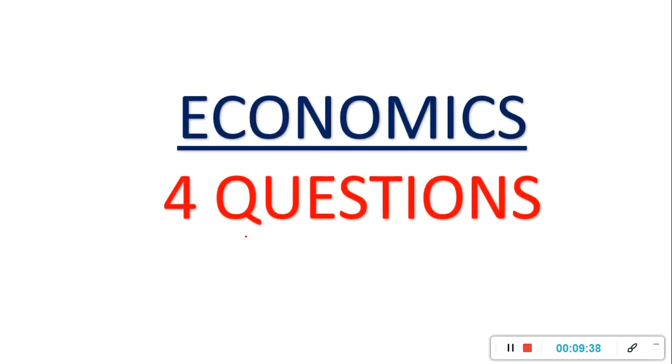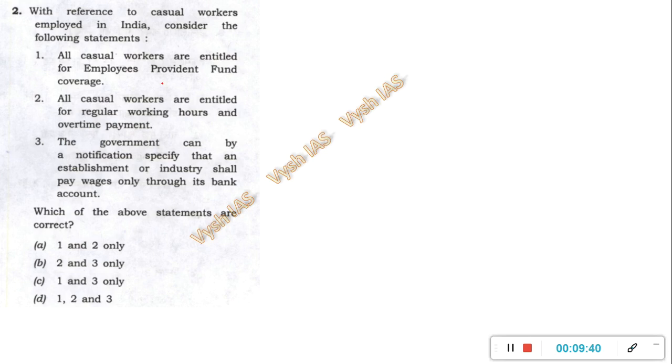Now next one, economics. 4 questions are there, which we already discussed today in a different episode. So with reference to casual workers, I already explained that time also: all casual workers are entitled for EPF. Then all casual workers are entitled for regular working hours. Then the government can, by notification, specify that an establishment or industry shall pay the wages only through the bank account. So these three, most of the people were sure, and again you eliminate and look for the answer.